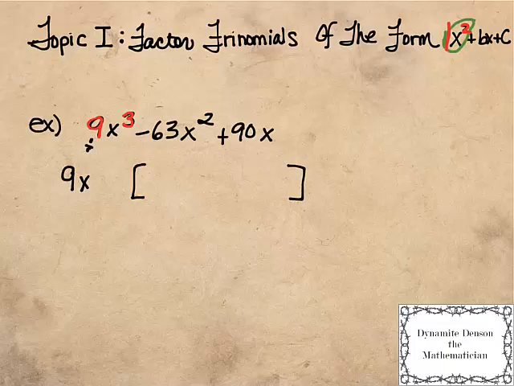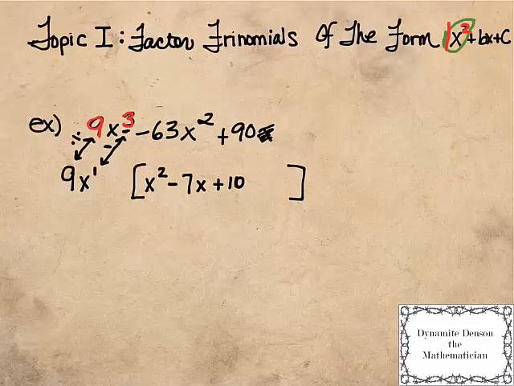9 divided by 9 is 1, and if you subtract the exponents, 3 minus 1 is 2. So the pattern we're following is divide the coefficients and subtract the powers, and repeat this as you move along. 63 divided by 9 is 7, and subtracting the power, 2 minus 1 is 1. 90 divided by 9 is 10, and the x has already been pulled out. Now we're ready to continue factoring.